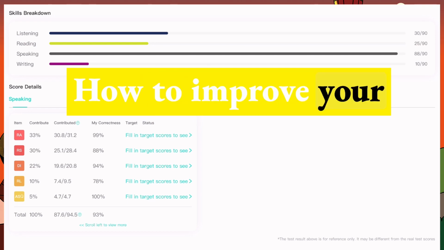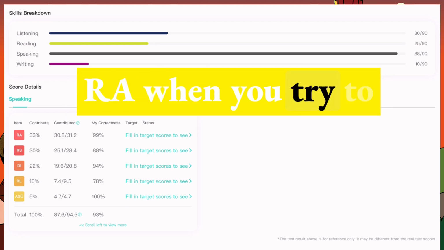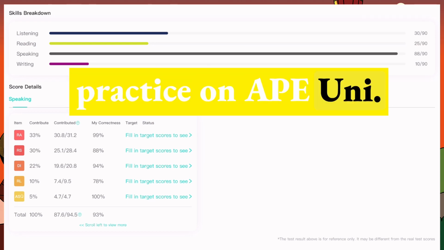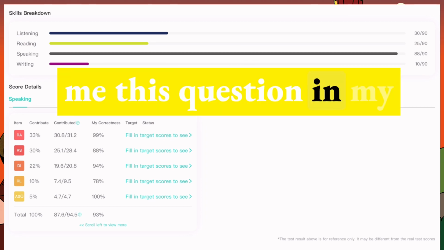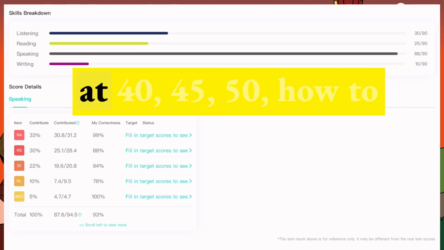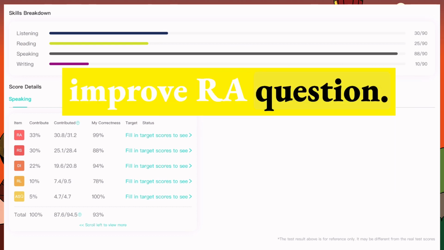How do you improve your read aloud when you practice on Apeuni? A lot of people ask me this question in my inbox. Like, I'm just stuck at 40, 45, 50. How to improve the read aloud question?